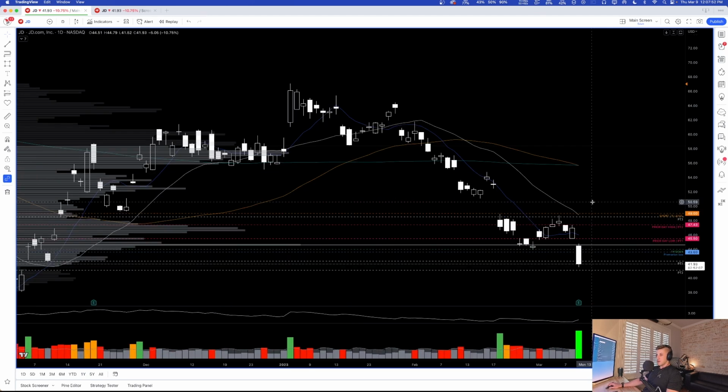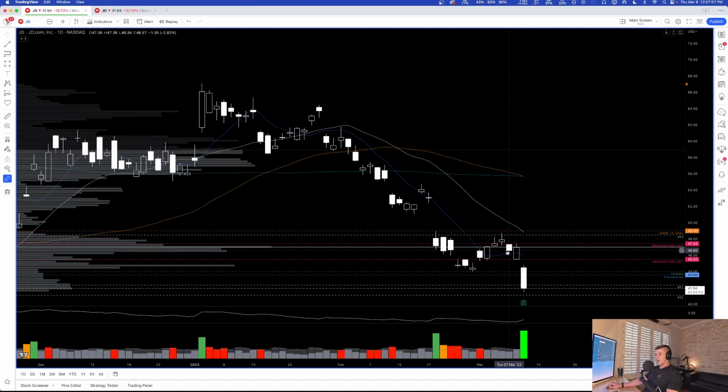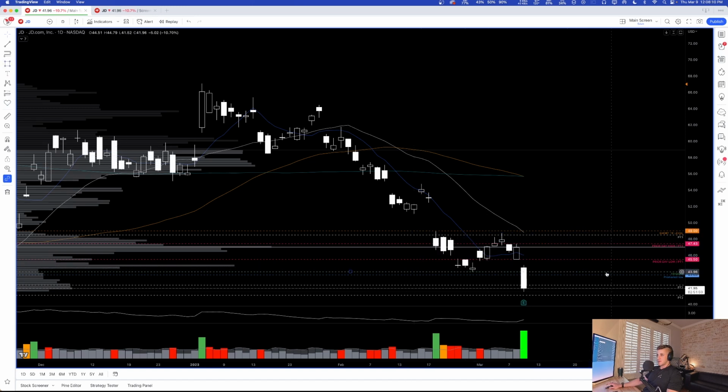What I really want to look at is the pre-market action and where we're gapping within the very near-term action, the past week or two. We do have basically another range right through here.